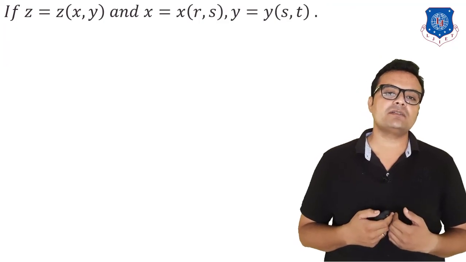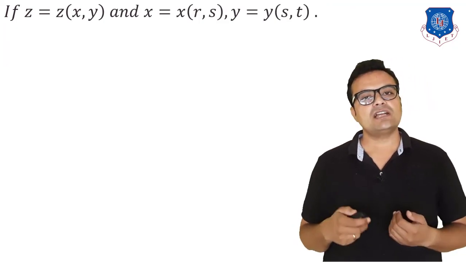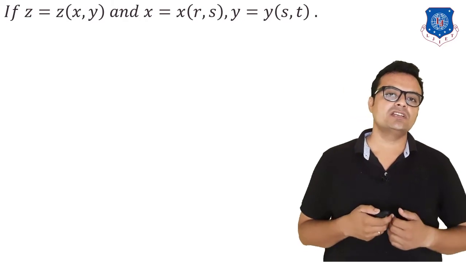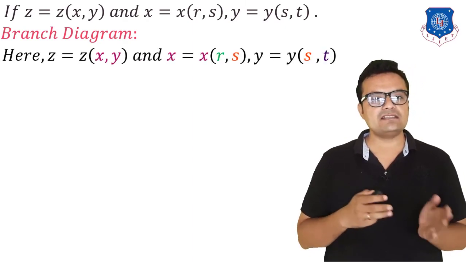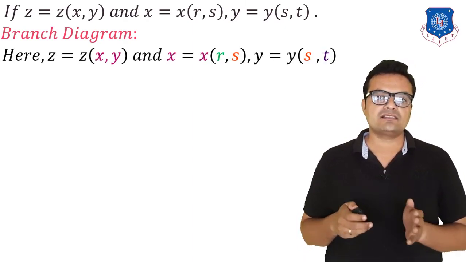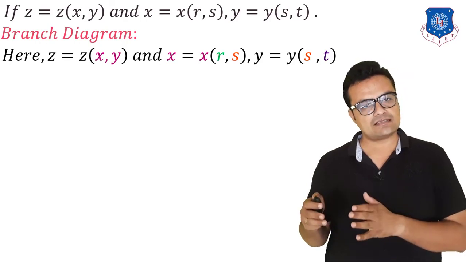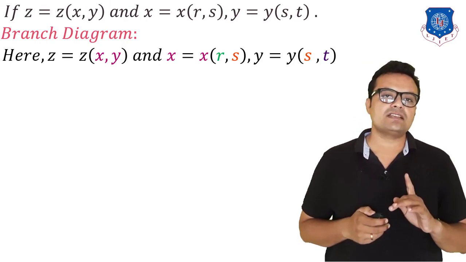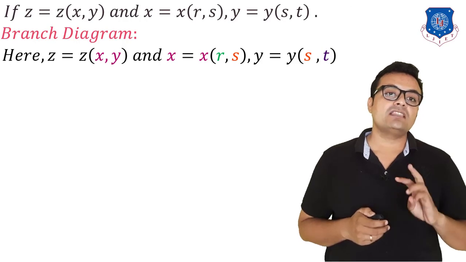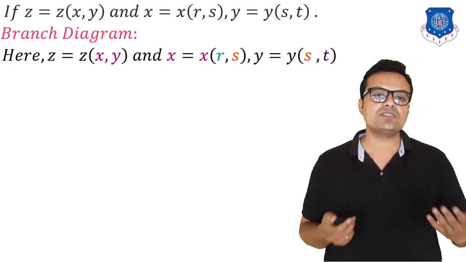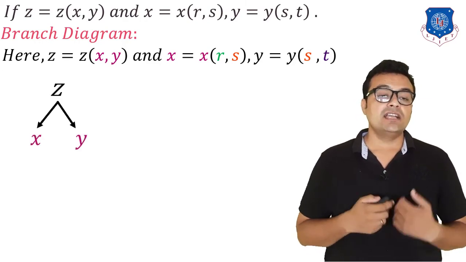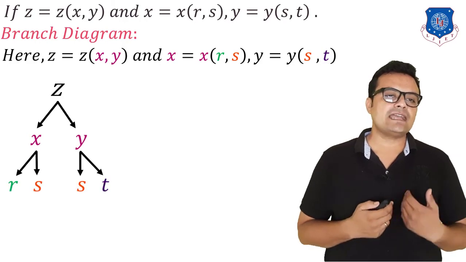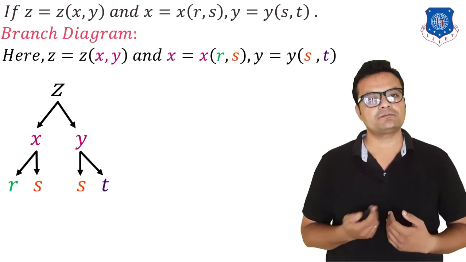Now let us consider one more situation. Suppose z is depending on x and y, but x is depending on r and s, whereas y is depending on s and t. So in this situation we have the branch diagram in this way. z is depending on x and y, and x is depending on r and s, y is depending on s and t. So we have one dependent variable z, two intermediate variables x and y, and three free variables r, s and t, and the distribution of variables is like this: z with two branches x and y, individually with two branches, x with r and s, y with s and t.